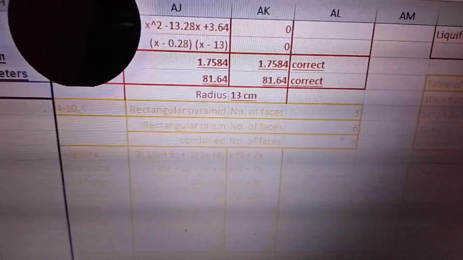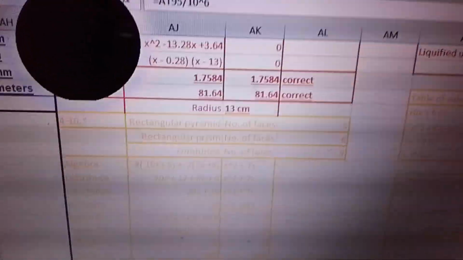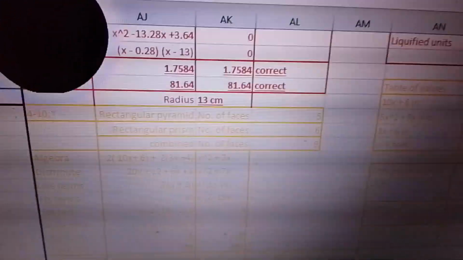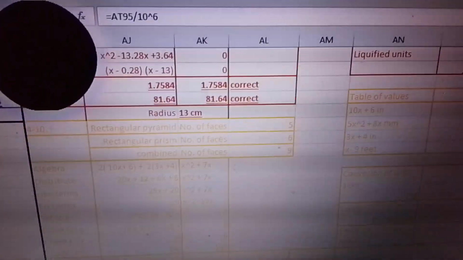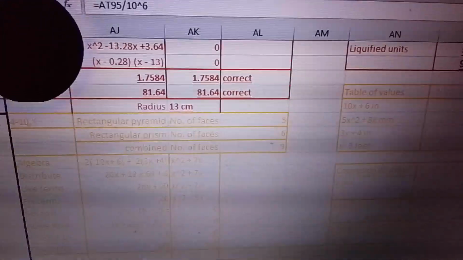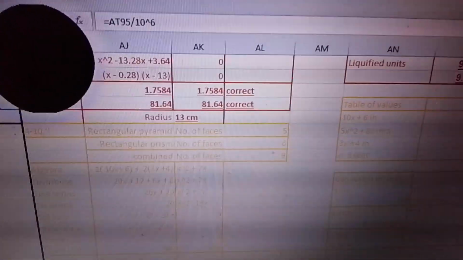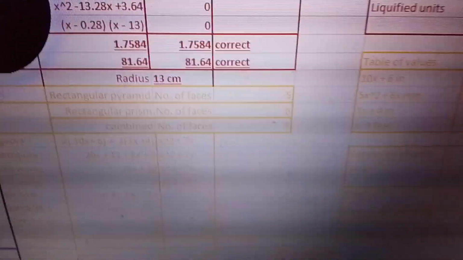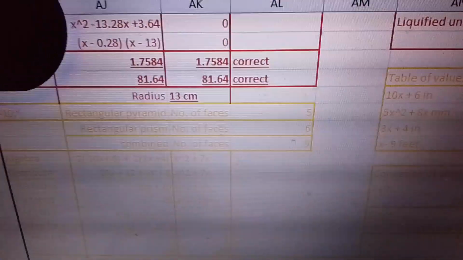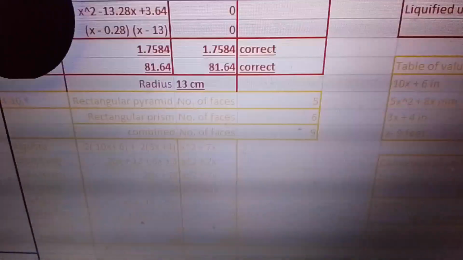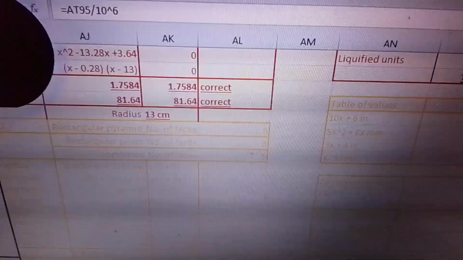So therefore, if we're going to get the number of faces, di ba remember sabi ko, you're going to do number of faces with the rectangular prism, rectangular pyramid, and the combined figure. So for the rectangular pyramid, we're supposed to get 5 faces. We know that in a pyramid, you should get 5 faces in general. Tapos sa rectangular prism, you should get 6 faces. Pero sa combined, you need 9. Look. Kasi po, di ba remember, ganito siya. Let's look at the figure.